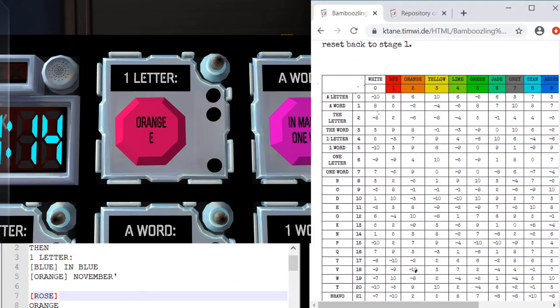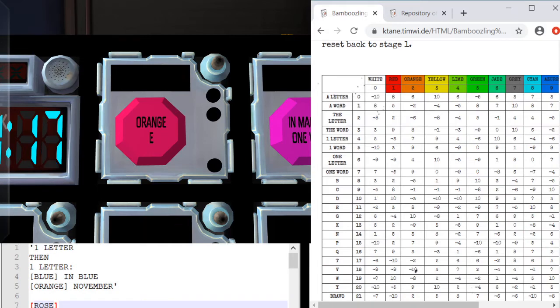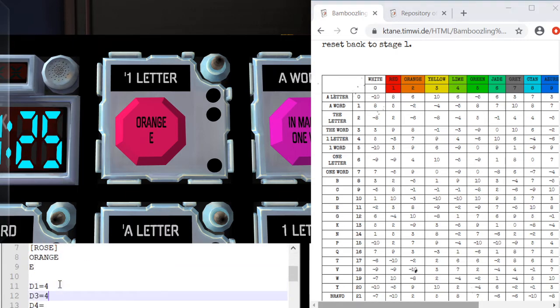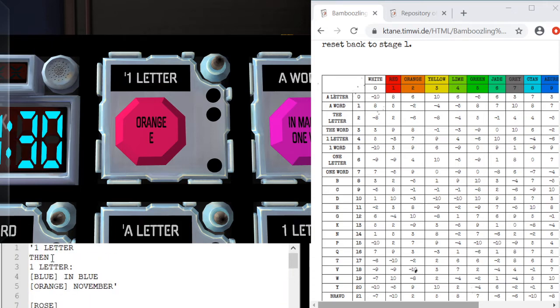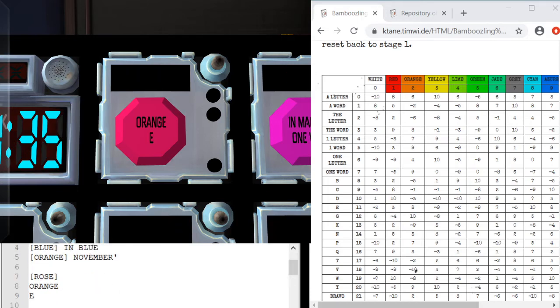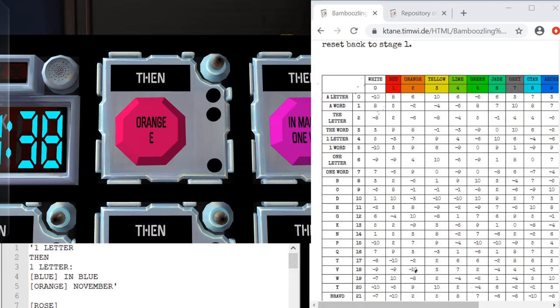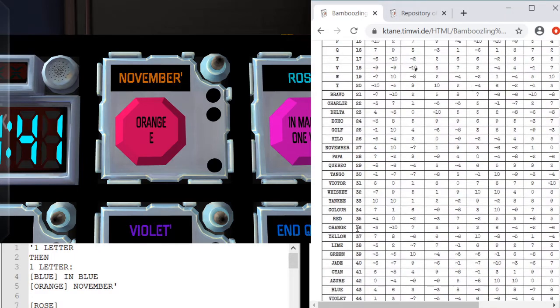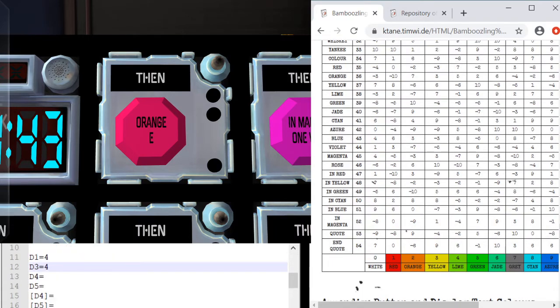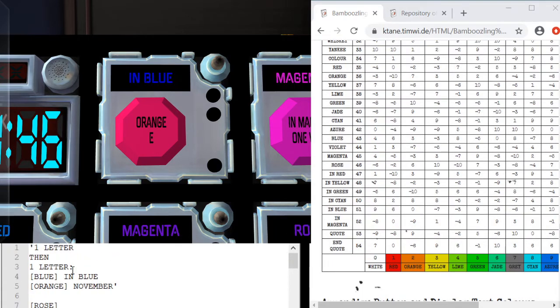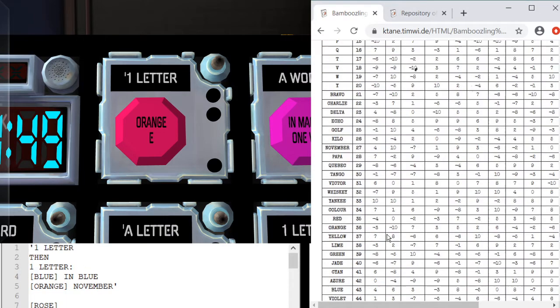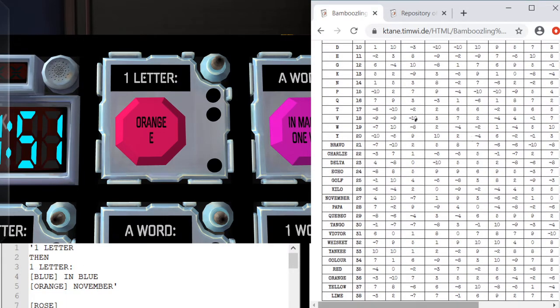So, we need to find these lines of text in this chart right here. So 1 letter is actually both the first and third lines of text, so we can get that out of the way. 4 and 4. There is no value for D2, because the second line of text is always that. The 4th line of text is in blue, which is 51, and November is the last line of text on the screen, which is 27.